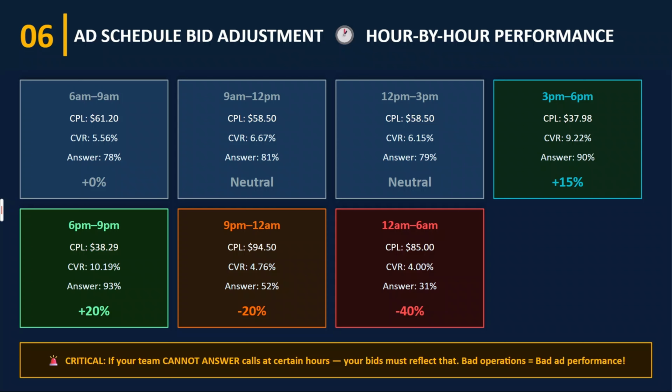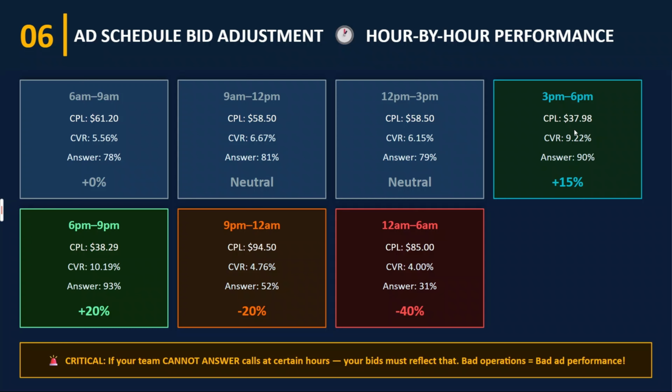6 a.m. to 9 a.m.: cost per lead $61, answer rate 78%, neutral. 9 a.m. to 12 p.m.: similar performance level, neutral. Then 12 p.m. to 3 p.m.: also average, no change needed.